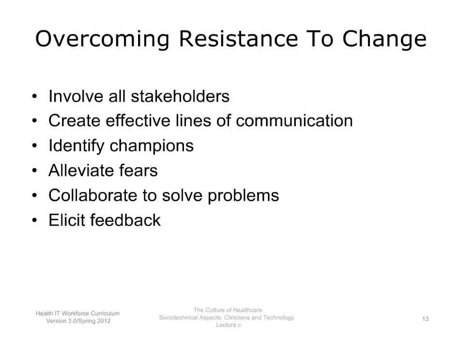Several strategies help overcome resistance to change. One key initial step is to involve all stakeholders before implementing the change. Another method is to create effective lines of communication. Resistance to change can also be mitigated by enlisting the aid of champions, or enthusiastic people who can help the organization push forward and overcome resistance from naysayers. Organizations can also attempt to alleviate fears that may be contributing to resistance. Individuals and groups should collaborate to solve problems during the transition, and organizations should actively elicit feedback.